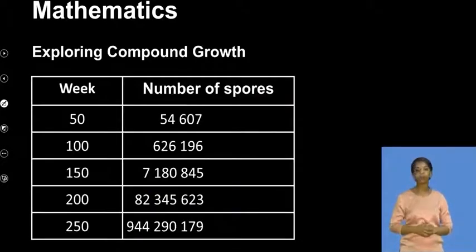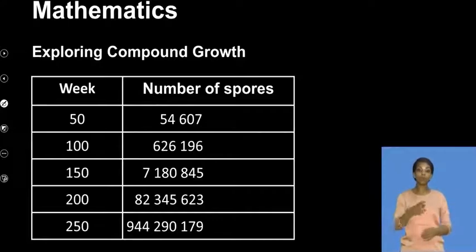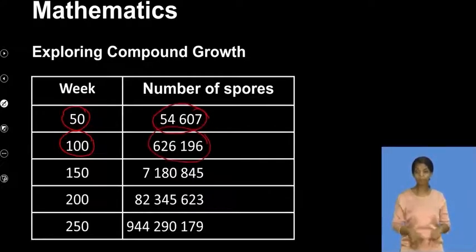Now, let's just exaggerate it as well and say, if now I go from 50 to 250, you look at what is happening here. When you get to 250, now you are closer to a billion. So you see, this is quite a lot of spores that we are dealing with. And if you look at between 50 and 100, that's double the time, right? But when you look at the number of spores, it's way more than double whatever I started with at 50.